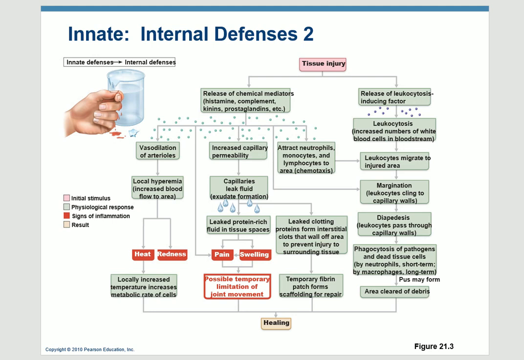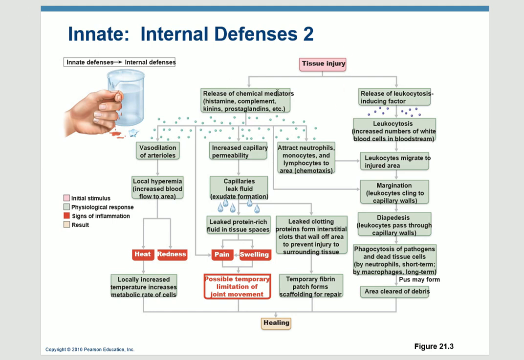So this chart is really, really busy. But it shows you how all of this kind of happens. So how you get heat, redness, pain, swelling, joint limitation from inflammation. So start at the top. Tissue injury. You have tissue damage. You have a release of chemical mediators.